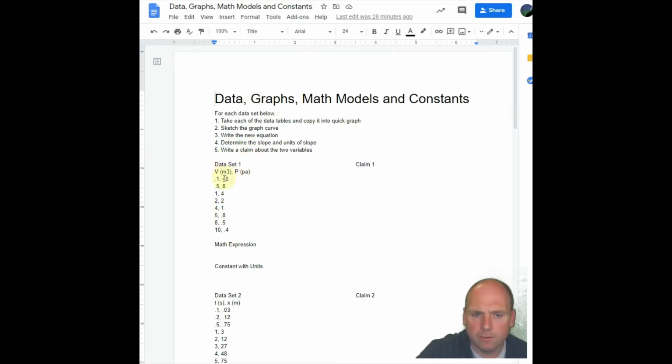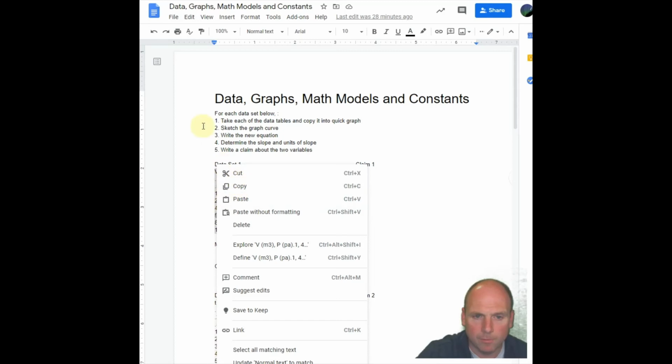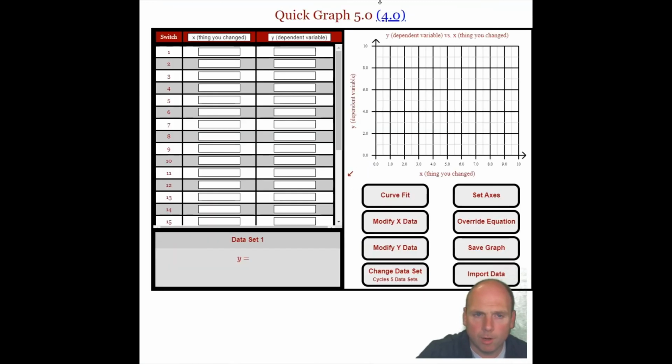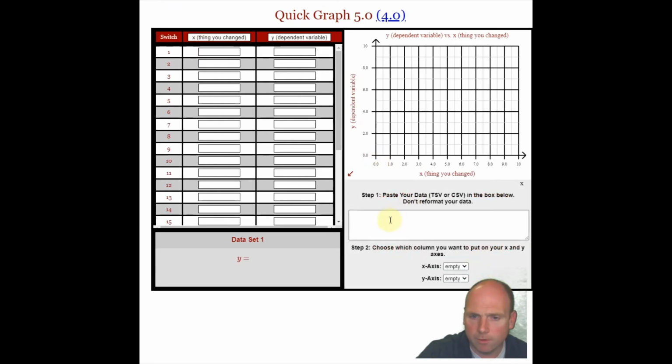So if I want to do data set 1, I'll just select all those, Control C, or you can right click copy, either one. I Control C. You open up QuickGraph and you go to import data. If you click right there, and then I'll just paste it, it puts all those numbers right in there. And then right here on the x-axis, I tell it the x-axis is volume, the y-axis is pascals, and it imports it right in there. Boom, boom, and it plotted the points for me.